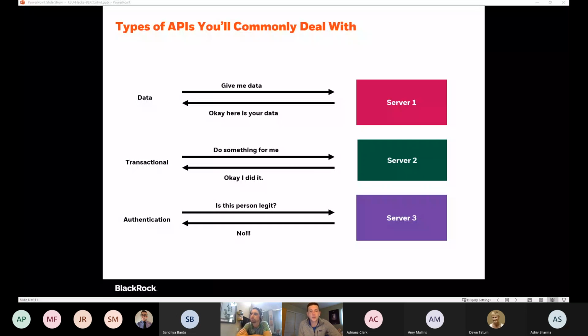Next would be transactional, where you are asking the server to do something for you. That would be similar to the addition server that I referenced, where if you're just saying, hey, add these two numbers, then it will send back a response. But it's not always that. It could be just about anything else.